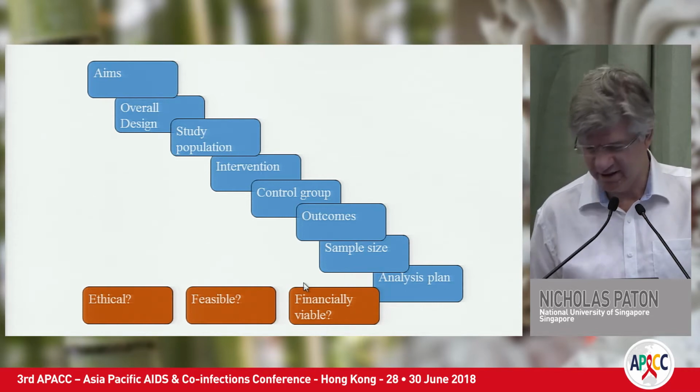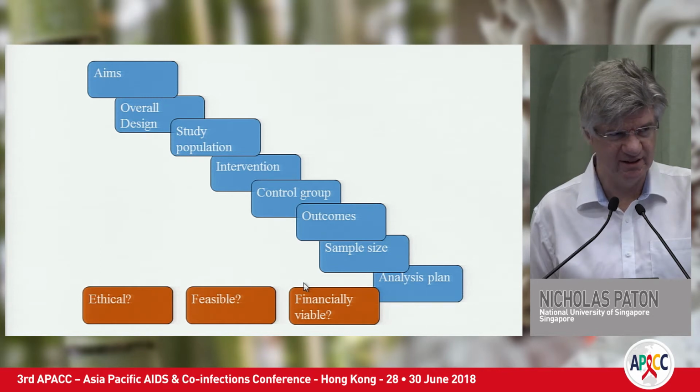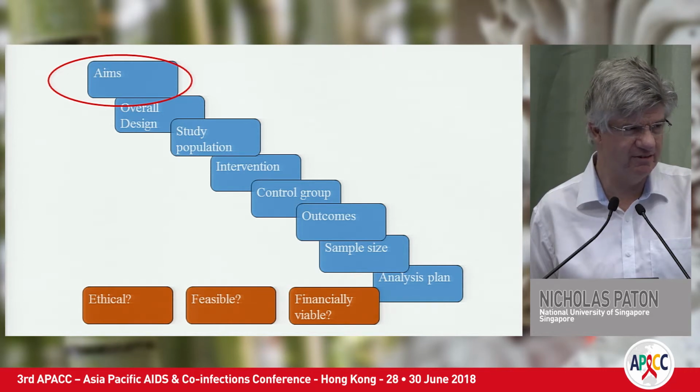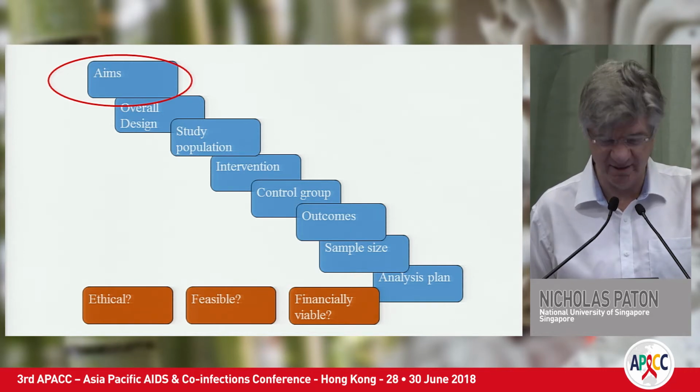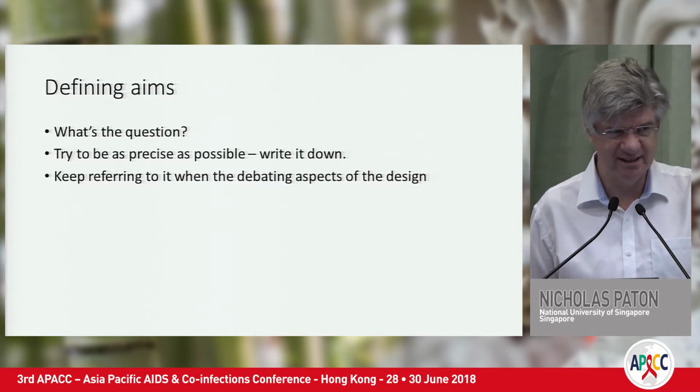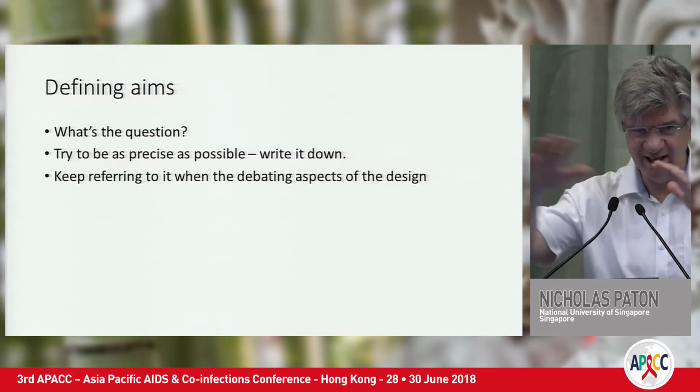Okay, so we'll just go through each of those, the core principles. So first of all, the aims. You're trying to design a trial. You thought of a good question. Now you're trying to design a trial for it. So you have to decide what's the question, and then you define the aims. It's important to try and be as precise as possible. This is the key thing. This is the anchor for your trial. What's the aim? If that's vague, the design's going to be all over the place.